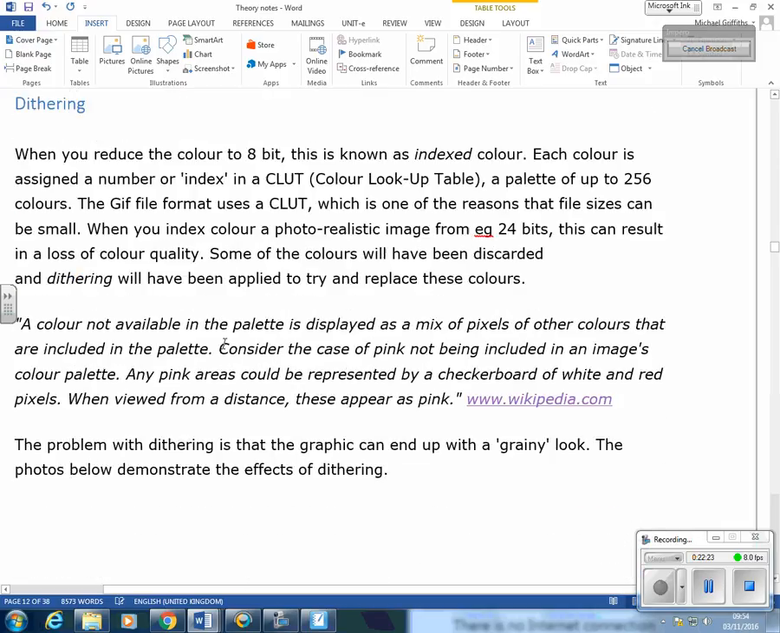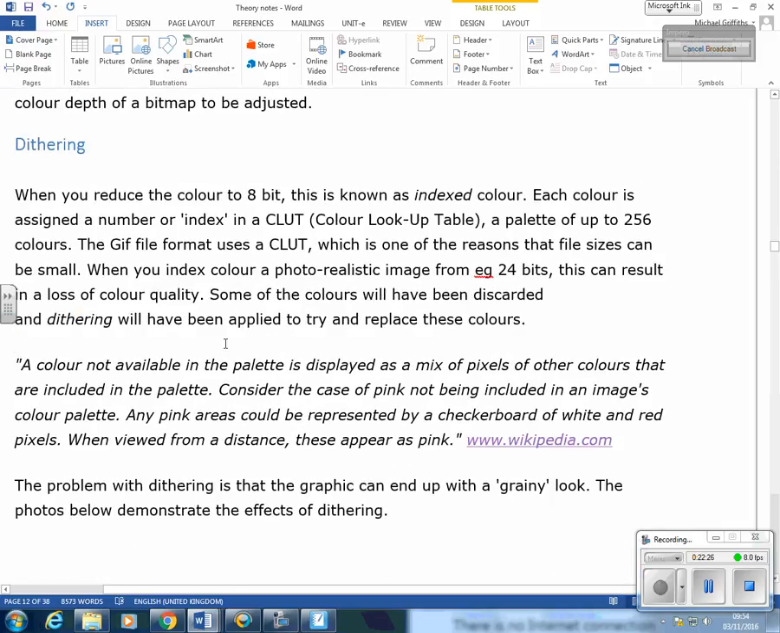Okay. Dithering is a phrase that will come up. When you reduce the colour to 8-bit, it's known as index colour. Each colour is assigned to a number or index, a palette of up to 256 colours. The GIF format uses a colour lookup table, which is one of the reasons that file sizes can be small. So say you've got an image with 500 colours on it, and you want to save it as a GIF. What it will do is try and match the colours to the colour lookup table. But obviously then it won't be quite as good, yes? But it'll be a smaller file size. And that's where the trade-off happens.